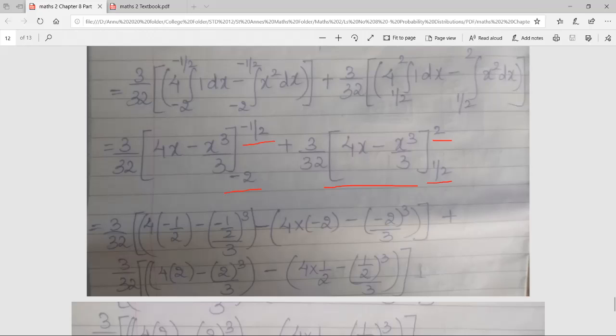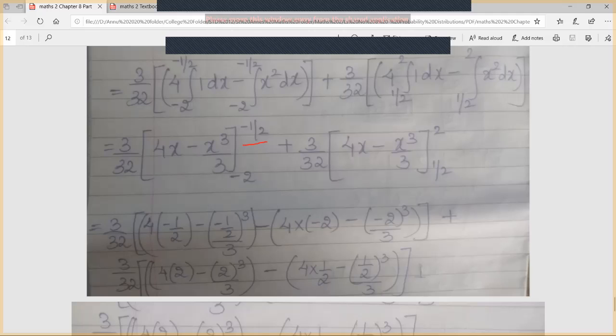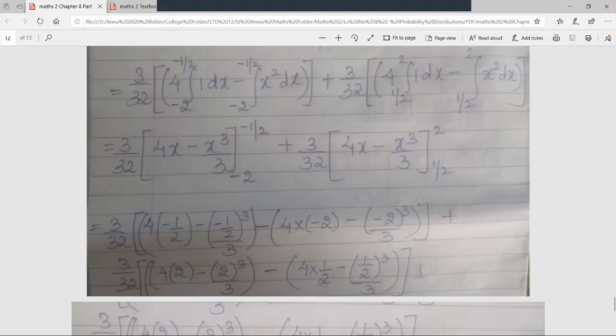So please pay attention class. 3 upon 32 is outside the bracket. 4 into minus half, minus half the whole cube upon 3, minus 4 into minus 2, minus 2 the whole cube upon 3. This is for the first bracket. Plus again 3 by 32 is outside the bracket. 4 into 2, minus 2 cube upon 3, minus 4 into half, minus half the whole cube upon 3. So with this we have solved the second bracket as well.